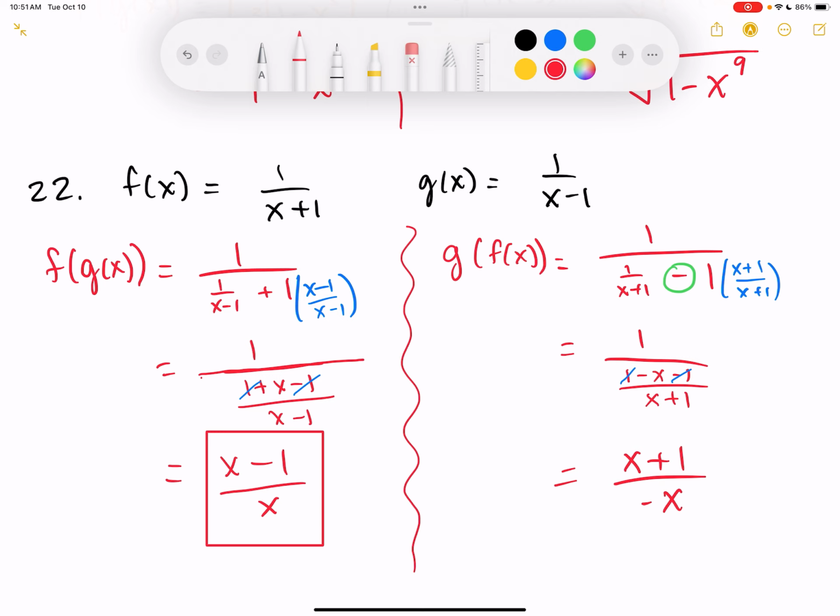And the book may put the negative out front, that's fine. Whatever you do, don't stick it on top, because that technically is going to make it wrong unless you do minus x minus 1 on top and then a positive x on the bottom.